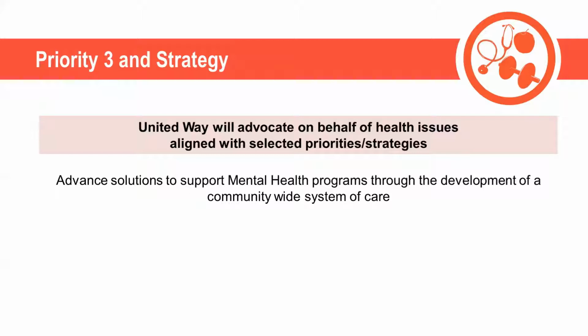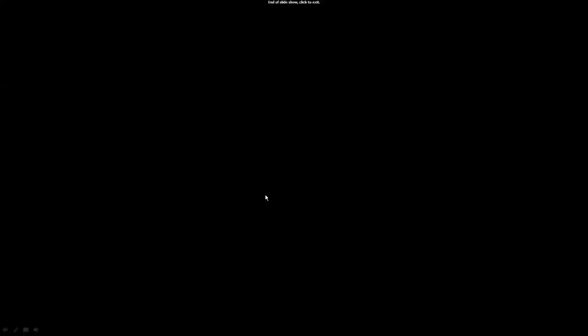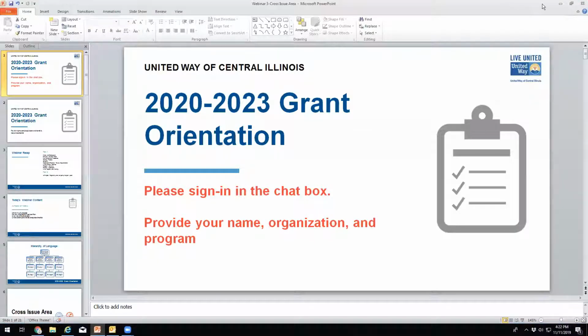So United Way will advocate on behalf of health issues aligned with the selected priorities and strategies. So with our one grant that we're hoping to put towards this effort is to advance solutions to support mental health programs through the development of a community-wide system of care. So that is a mental health and or behavioral health system of care for our community. So that, again, scratches the surface of our priorities and strategies.